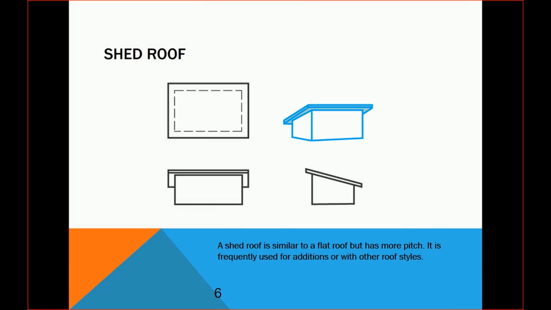A shed roof basically slopes from front to back in one direction. A lot of shed roofs have a lower pitch on them, but that doesn't have to be the case. There are certain requirements depending on what roofing material you're using, that you do have to have a certain slope to your roof.